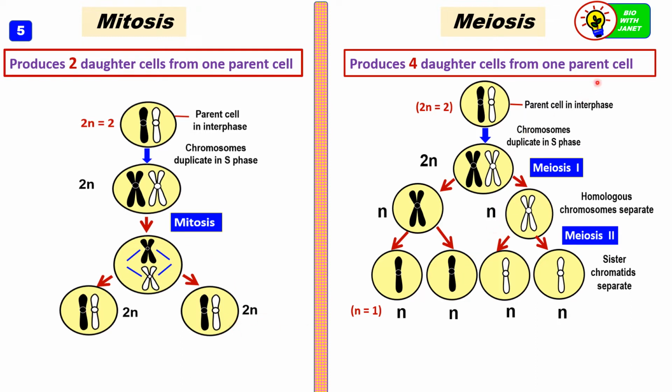Now, in meiosis, 4 daughter cells are produced from 1 parent cell, since there are 2 cell divisions, right? Firstly, after meiosis 1 occurs, the cell divides into 2. Then, secondly, after meiosis 2, each cell divides again to form 2 daughter cells. So in the end, 4 daughter cells are produced from 1 parent cell, since there are 2 cell divisions.